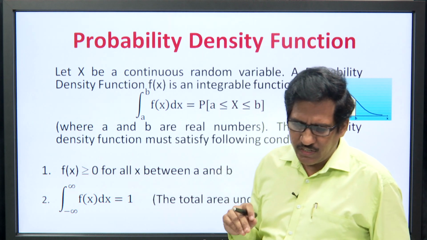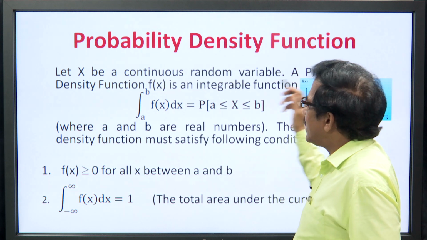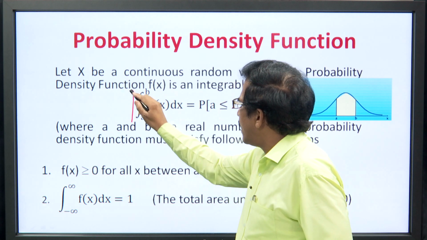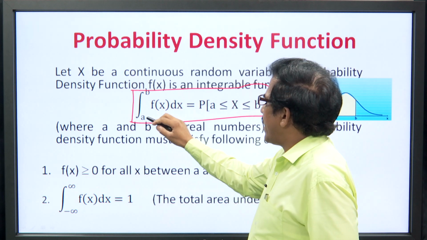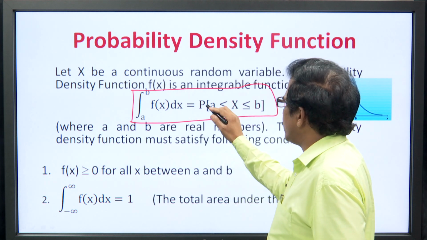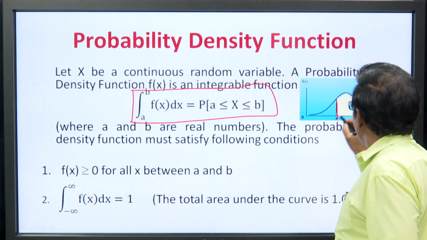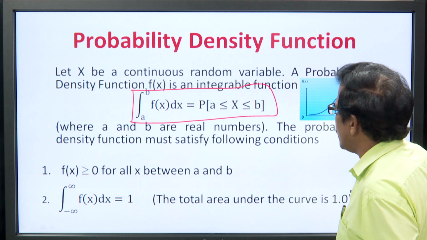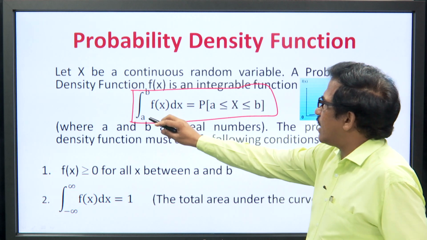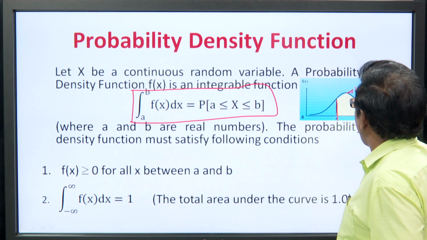What is a probability density function? Let x be a continuous random variable. The probability density function is the integral value of f x over the limit a to b, which is also equal to p, where a and b are any real numbers. Now, what is probability density function? Probability density function is integral a to b f x dx, if this is our f x.